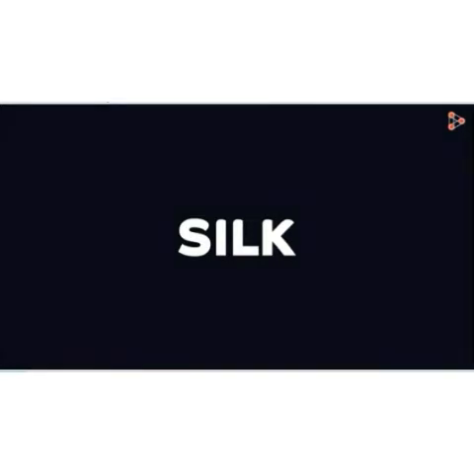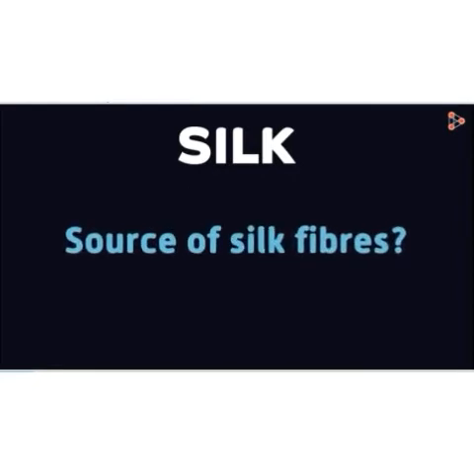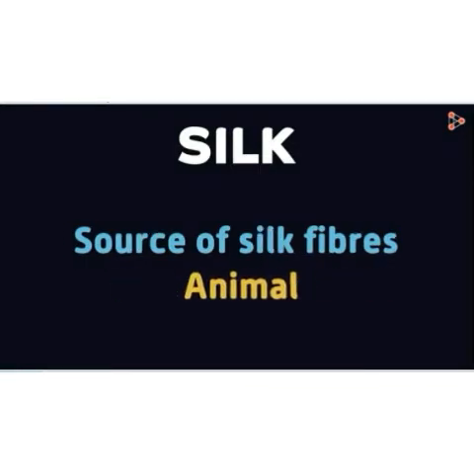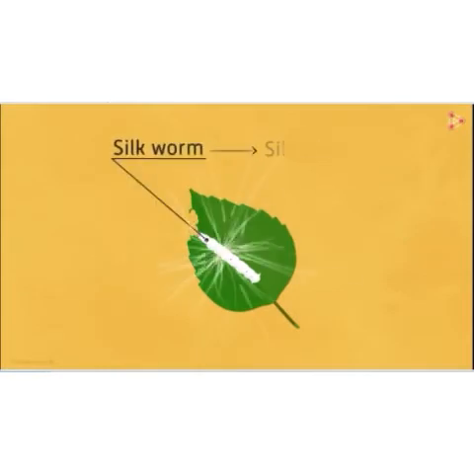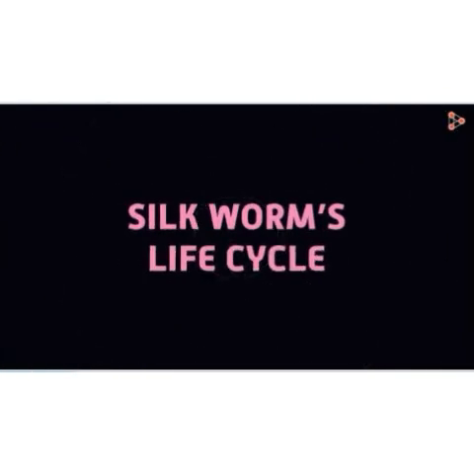To start with, can you tell me the source of silk fibers? Is it a plant or any animal? Yes, students, it is an animal. This small worm, called silkworm, gives us silk threads. But how can we get threads from such tiny creatures? And how many threads can little ones give us? So students, let's get to know the complete process by understanding the silkworm's life cycle.